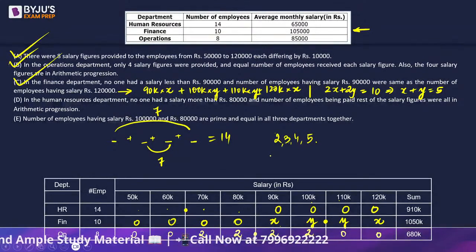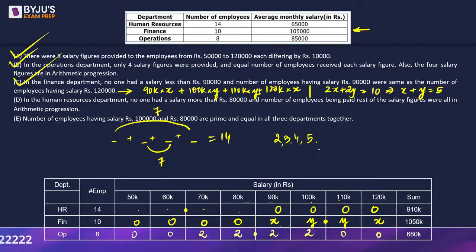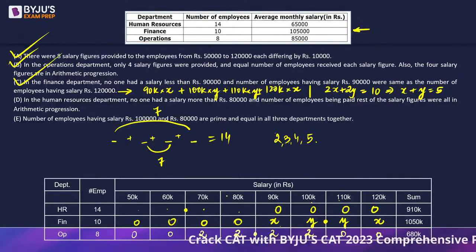Can we take 1, 3, 4, 6? Now 1, 3, 4, 6, they are not in AP, right? So the only possibility is 2, 3, 4, 5, right? 2, 3, 4, 5 is the only possibility. Now, which one is 2, which one is 3, which one is 4, which one is 5?